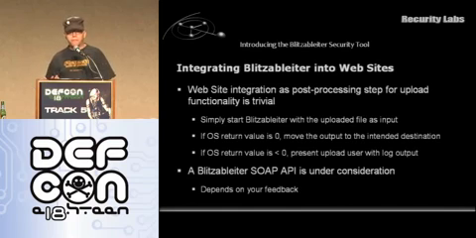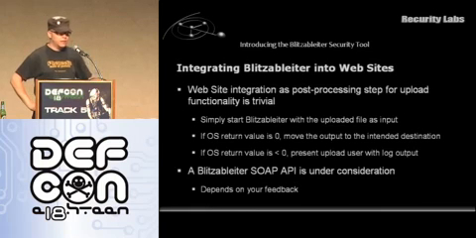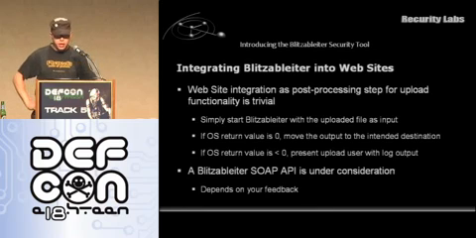If you want to integrate Blitzableiter into web pages, that's also a trivial thing since it's command line. You're just running it on the web server when the upload happened and check the return value, the operating system exit value of the program. Works the same way every command line AV ever worked.